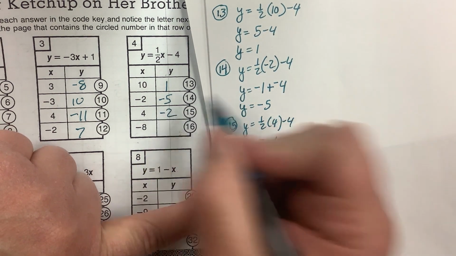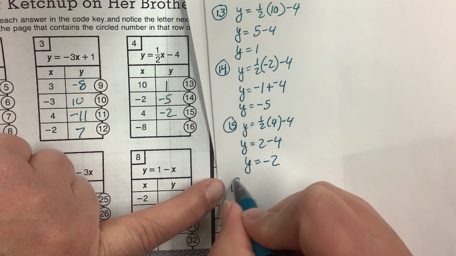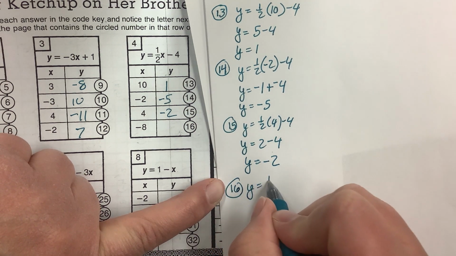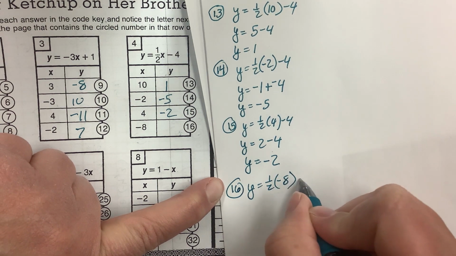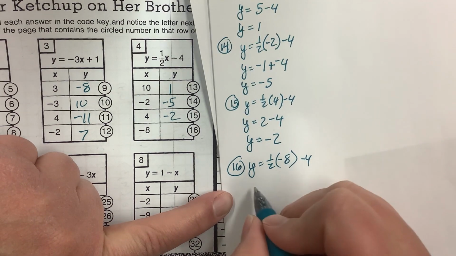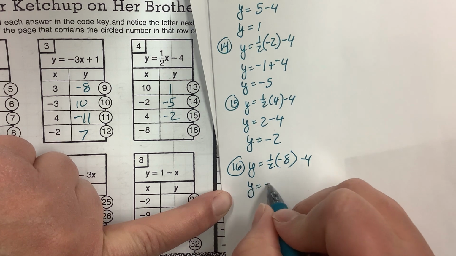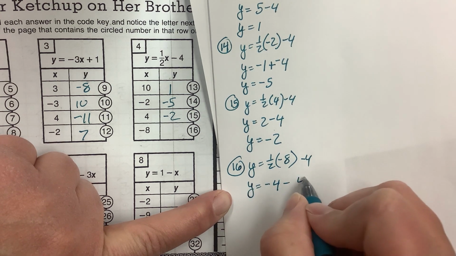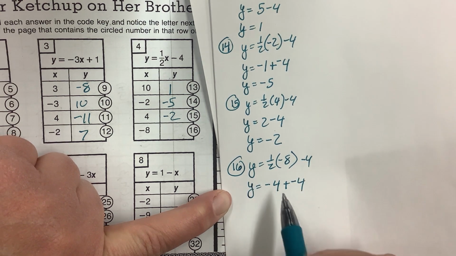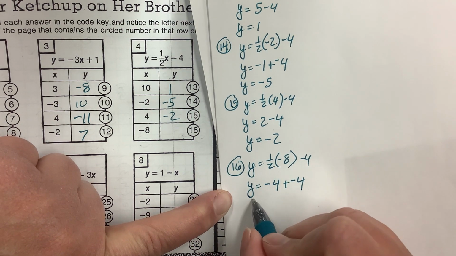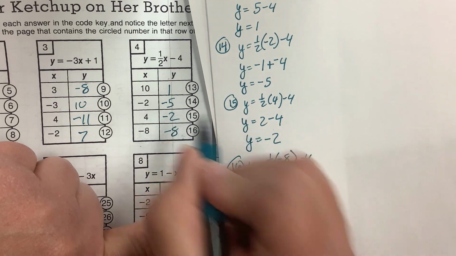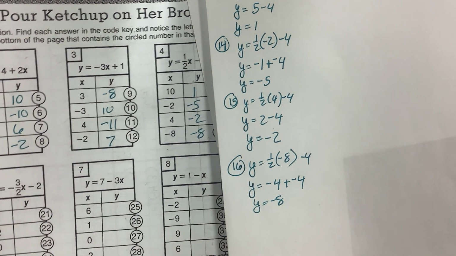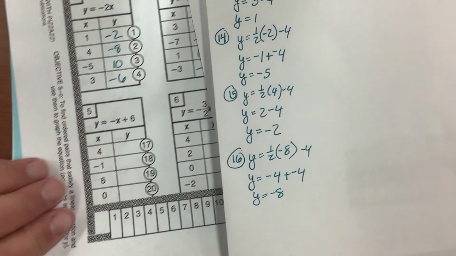-2. Number 16. Y equals 1/2 of -8 minus 4. 1/2 of -8 is -4. Y equals -4 minus 4. Keep change. -4 plus -4 is -8. -8. All right. Next couple of problems here.